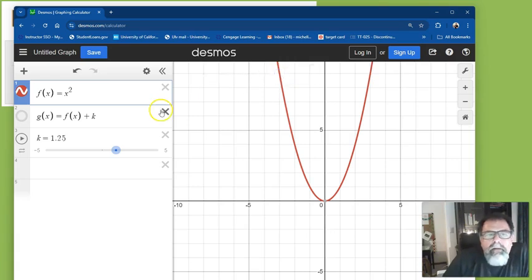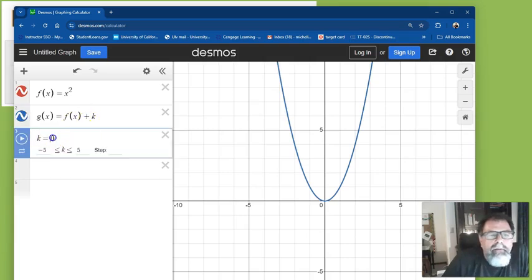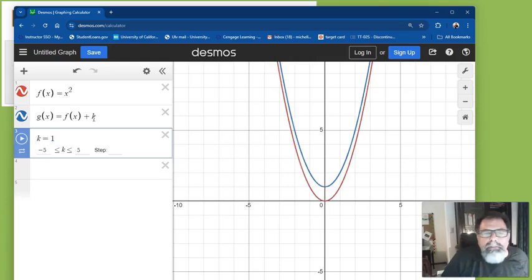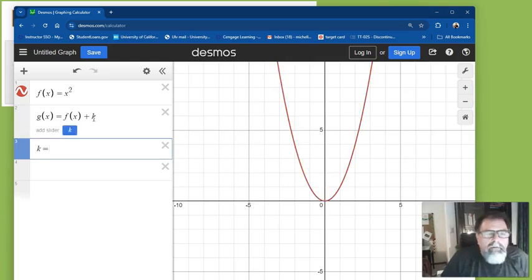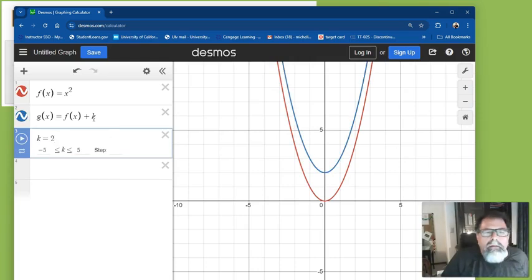Now if I wanted to shift this graph up so many units, the red one is my original. If I wanted to shift it up 1 unit, I'm going to do x squared plus 1, or f of x plus 1. So if I do plus 1, you can see it shifts up. If I go to 2, you can see it goes up 2.